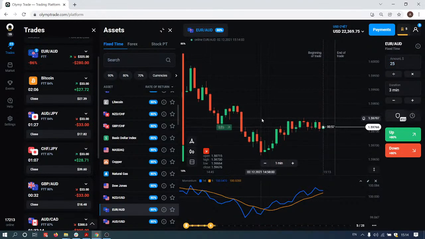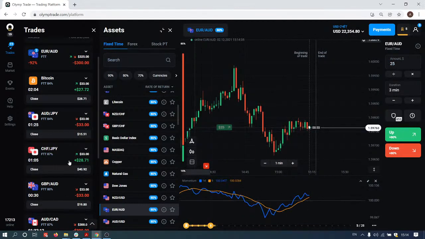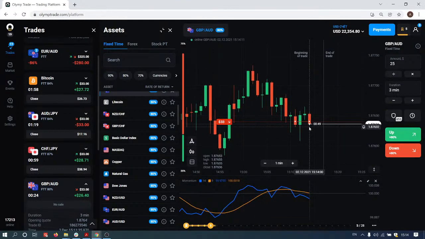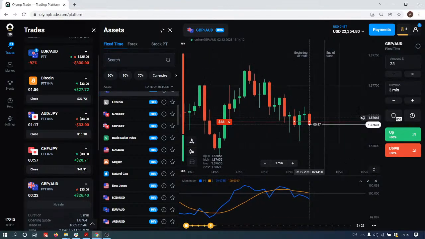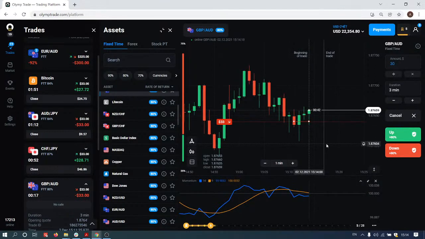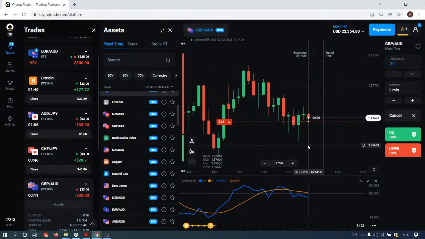Once again, a recent signal on euro AUD. Thus, I open a trade in the upwards direction. What about GBP AUD? Yes, and it seems that I might possibly open an additional trade in the downwards direction.